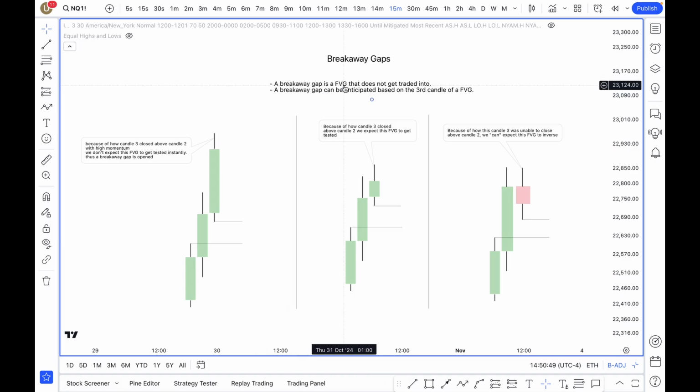So a breakaway gap is a fair value gap that does not get traded into. And we can anticipate a breakaway gap based on the third candle of a fair value gap. Now let's study breakaway gaps with a scenario.